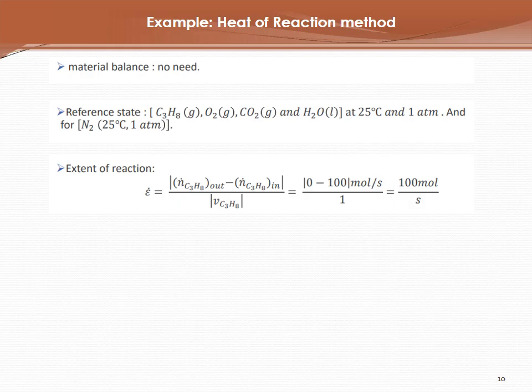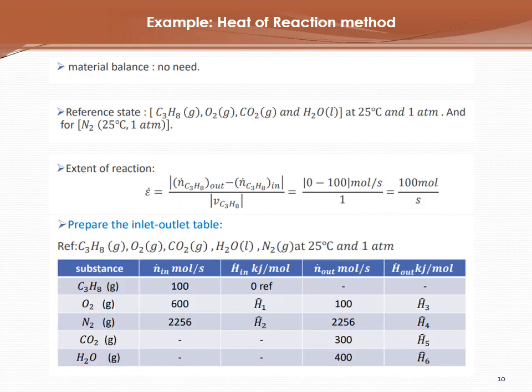Now, please do not use nitrogen as the species because nitrogen is not taking part in the reaction. If you take nitrogen as the species, you will get the value as 0. The next step is for us to prepare an inlet outlet table where we list out all the species.